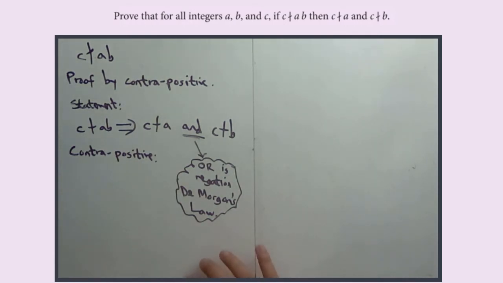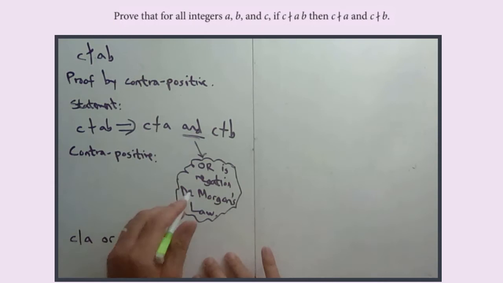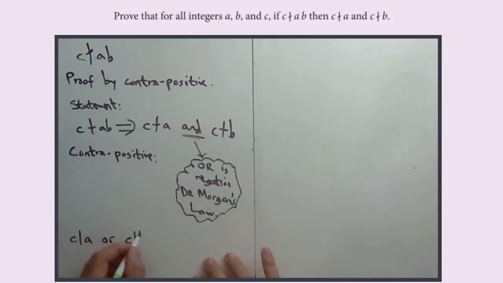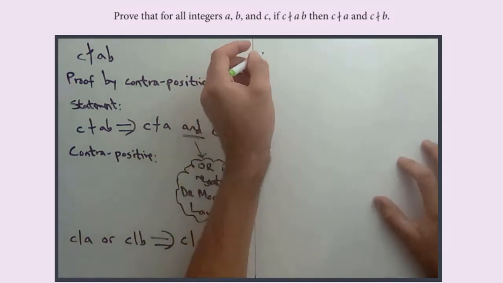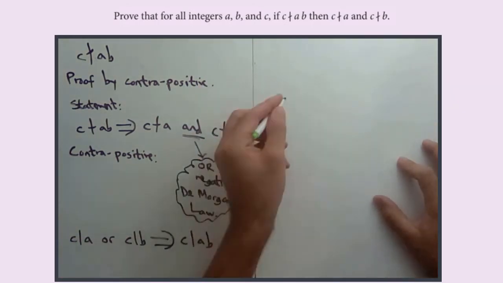So now our contrapositive statement, remember we need to flip these around, so it's going to be: if C divides A, remember the and becomes an or, C divides B, then C divides AB. So this is our contrapositive. Now we're looking to prove it, and we're going to do it directly. We assume that the left-hand side is true, and then we show that with this being the case, this has to be true. Because it's or, we can consider both cases.